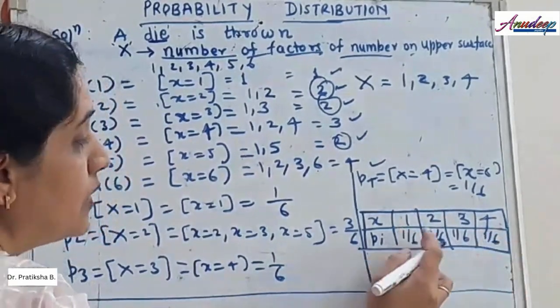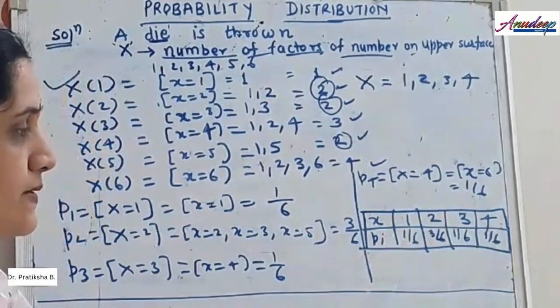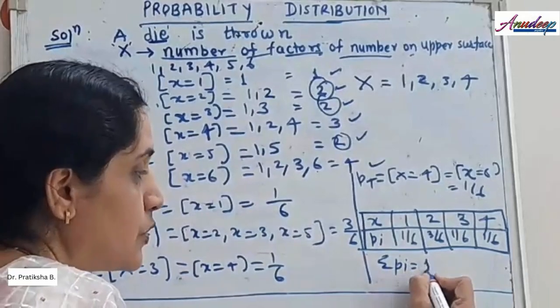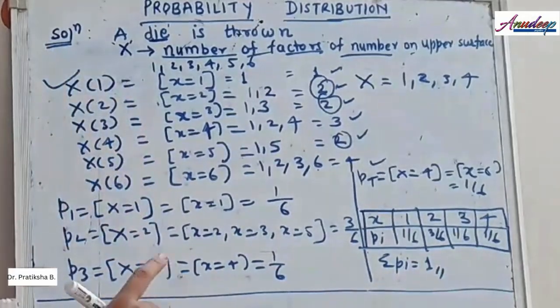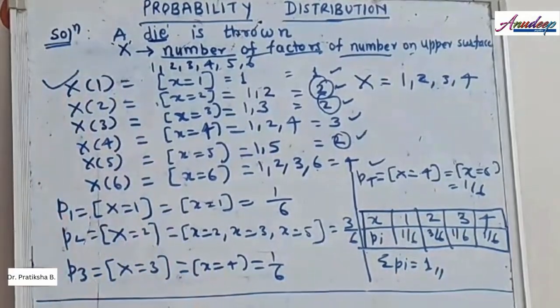Now let us add 1 plus 3, 4 plus 1, 5 plus 6, 6 by 6. We know that the summation of all probabilities should add up to 1, and that is what it is satisfying. So the probabilities that we have added are right.